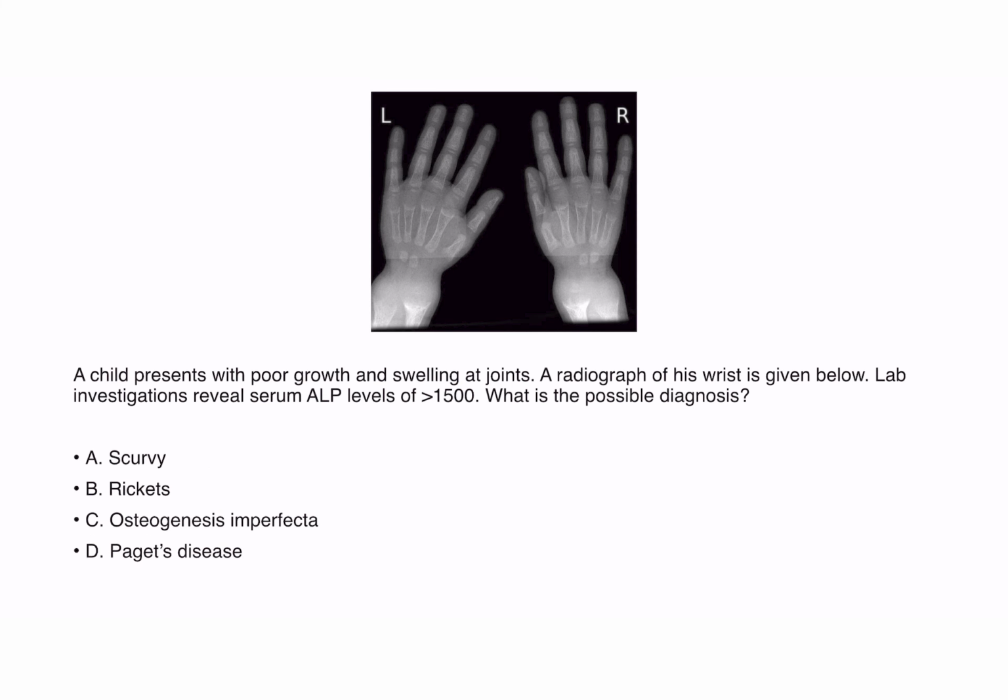The next question, oh, don't think it's tumor. It's definitely not tumor. The question says something about ALP level. So let's read the question. The child presents with a poor growth and swelling at the joints. Poor growth, okay. And radiograph of the wrist is given below. The lab investigation reveals serum alkaline phosphatase more than 1500. What is the possible diagnosis?